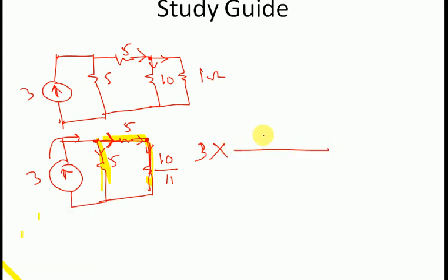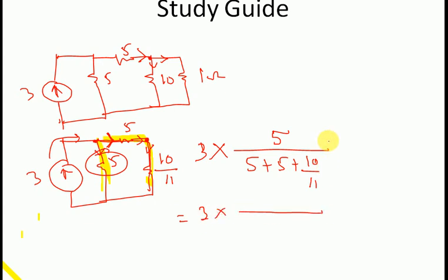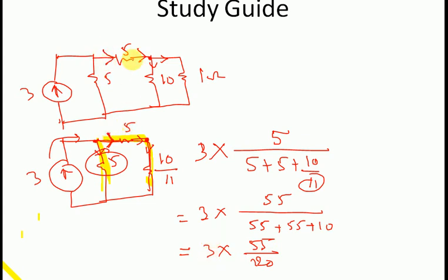What does the current division rule say? The current division rule uses the opposite side resistance. What is the opposite side resistance? It is this 5 ohm, and the total resistance is 5 ohm plus 5 ohm plus 10 by 11 ohm. To simplify it, I multiply by 11 in both numerator and denominator, because I can see an 11 over there. So 11 into 5 is 55, plus 5 into 11 is 55, plus 10. Finally it comes to 3 into 55 by 120. Very simple calculation.